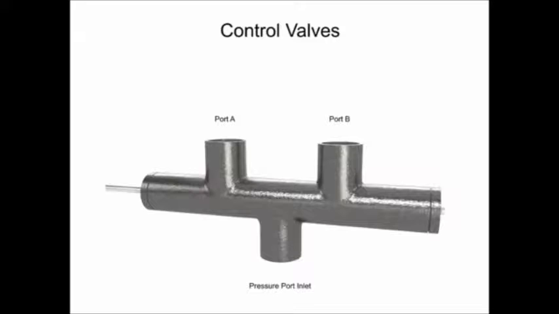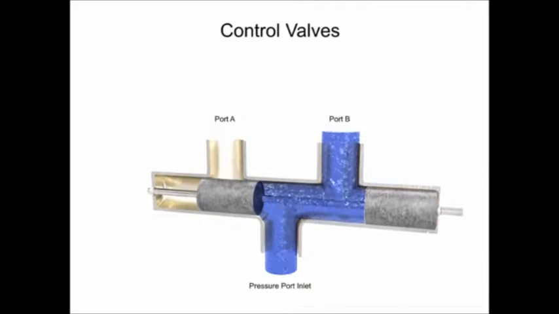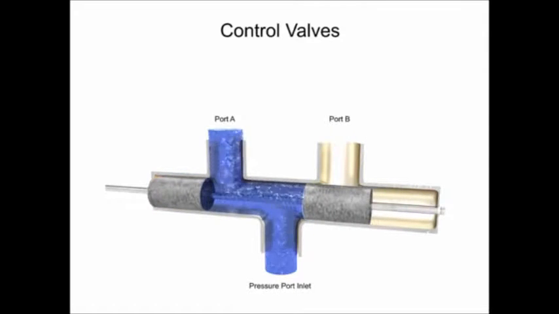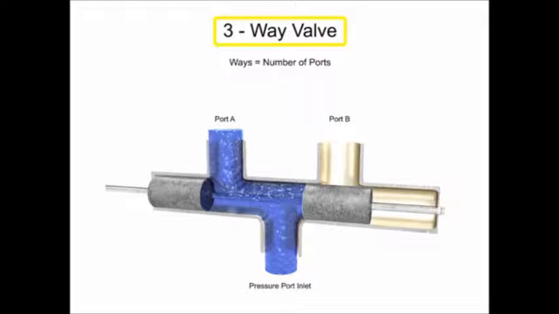Directional control valves are used to stop, start, route, and divert fluid streams without affecting the pressure level or the flow rate of the system. Directional control valves are identified by the number of ways that fluid can flow and the number of positions the valve can produce. A way refers to the number of active porting connections, called ports. This valve has 3 ports, so it is a three-way valve.